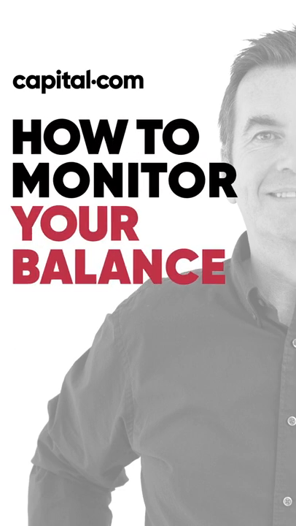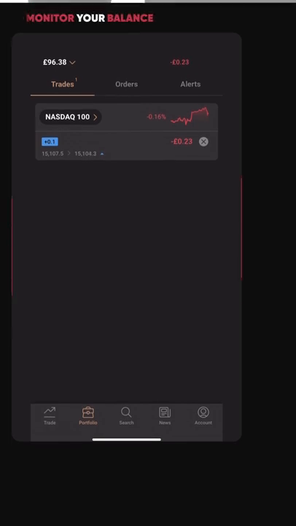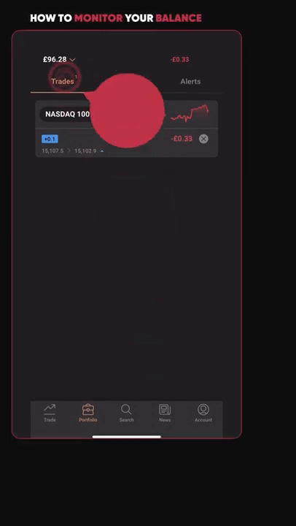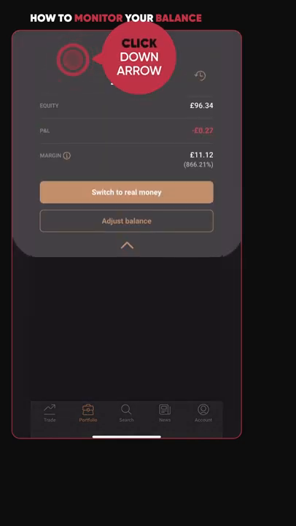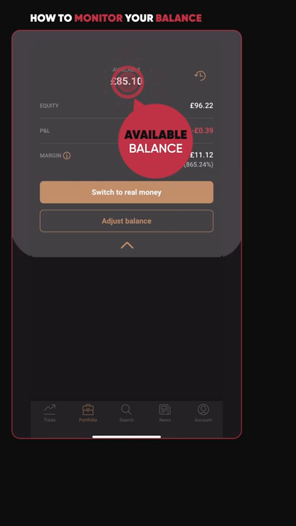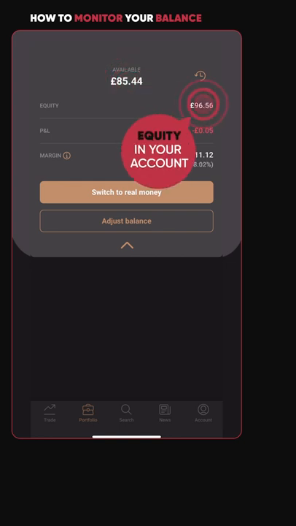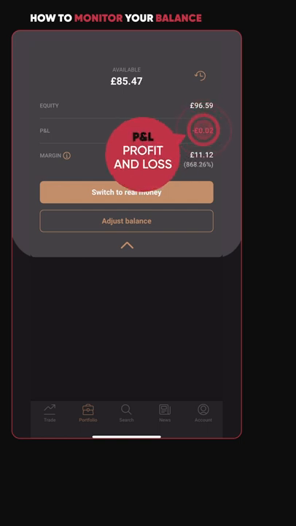As well as monitoring your open positions, you might want to keep an eye on your account balance. This is the number located at the top of your screen. If you click the down arrow, it will expand out to show your available balance, that's money available for more trades. Equity in your account, that's the total of any running profit or loss and the cash balance of your account. P&L, that's your open profit or loss on existing trades.